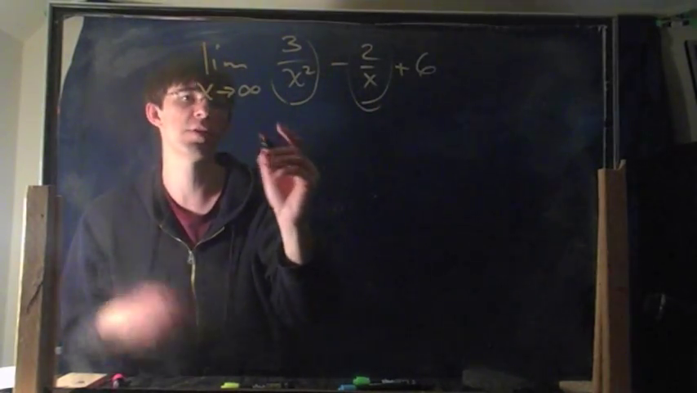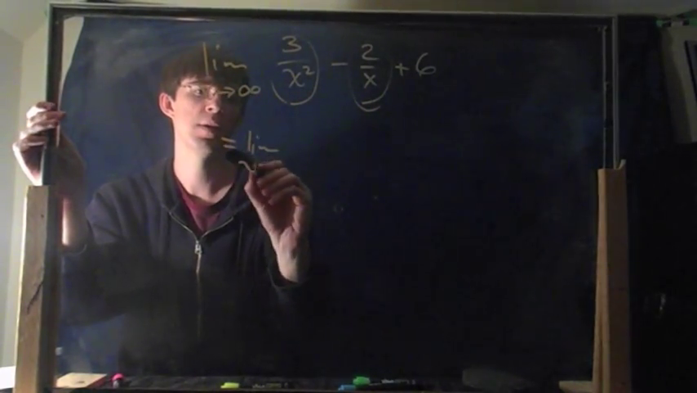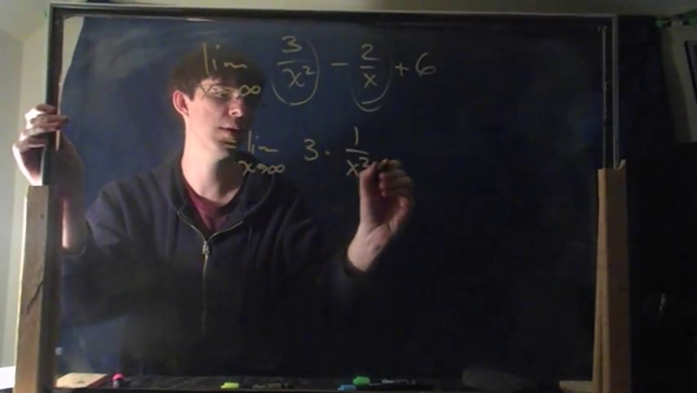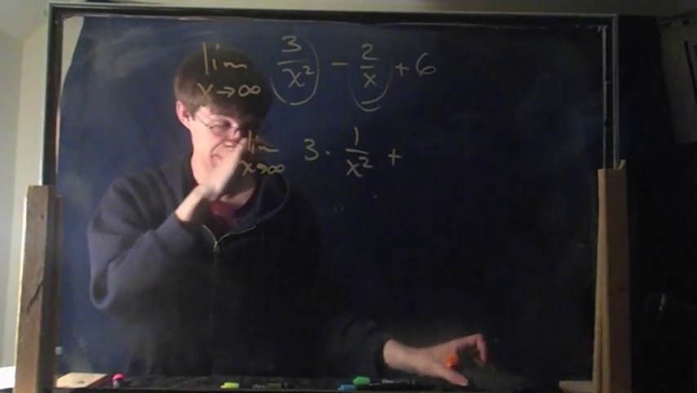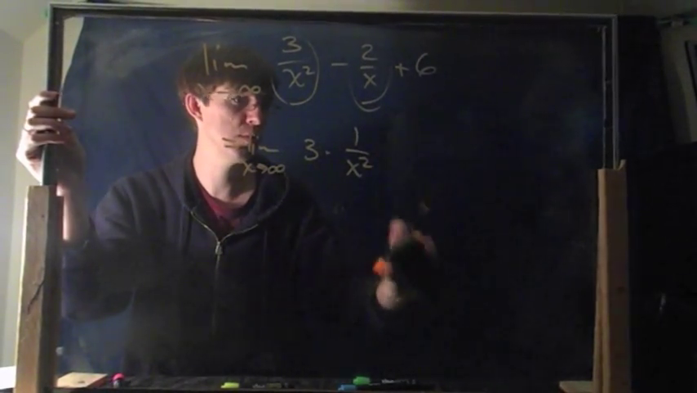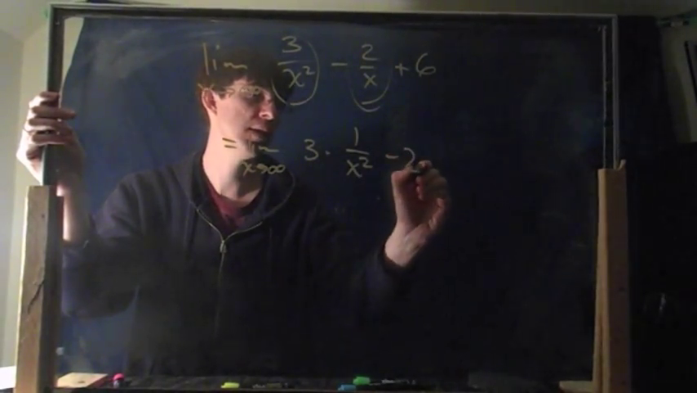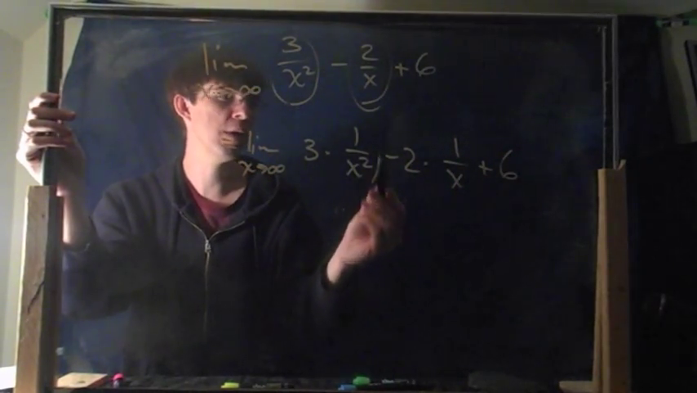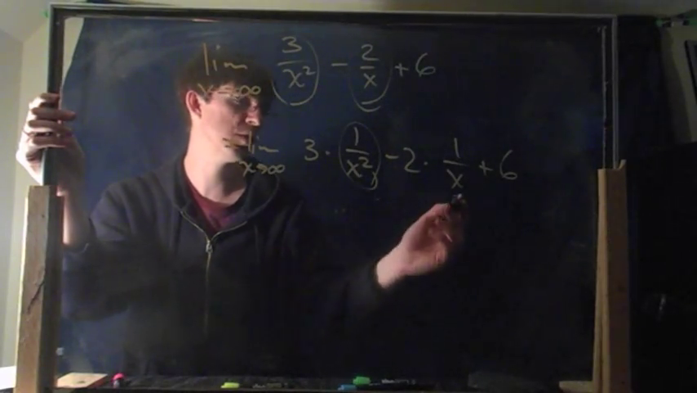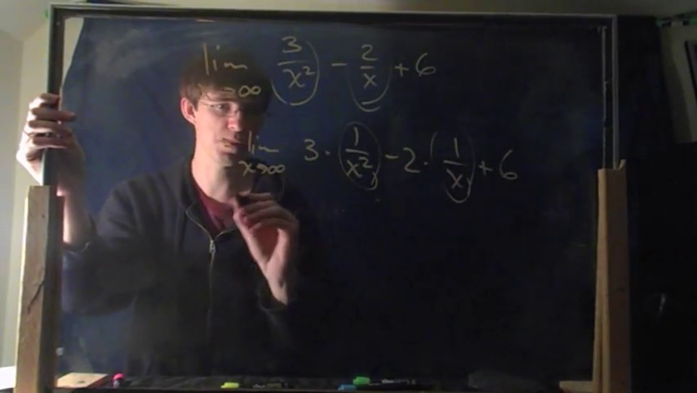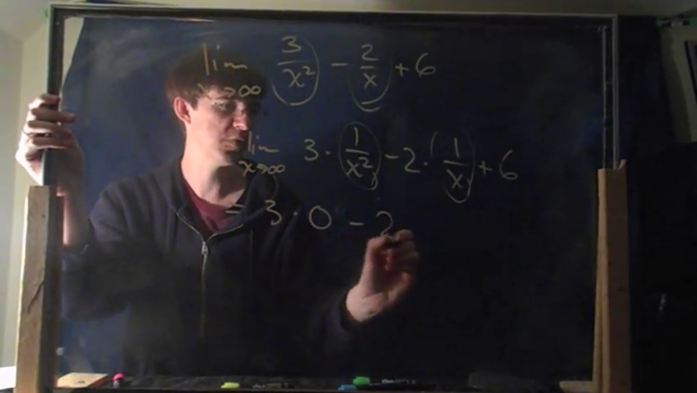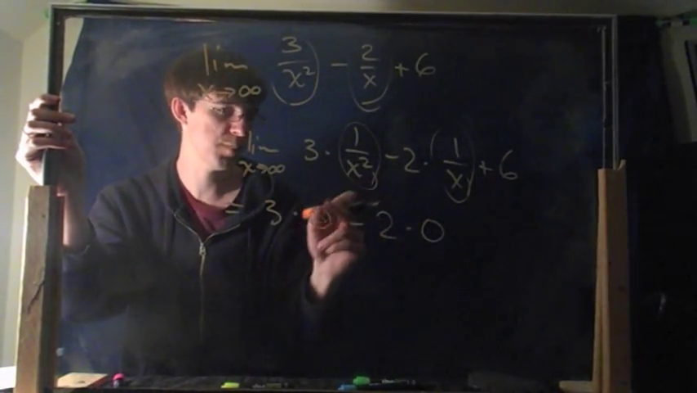If you want to make this look like that, you can rewrite it like this. This is the same as the limit of 3 times 1 over x squared minus 2 times 1 over x plus 6, right? And then I already know that this part here, the limit equals 0, and also this part here, the limit equals 0. So you can do the limit, and you get 3 times 0 minus 2 times 0, because this part is 0.